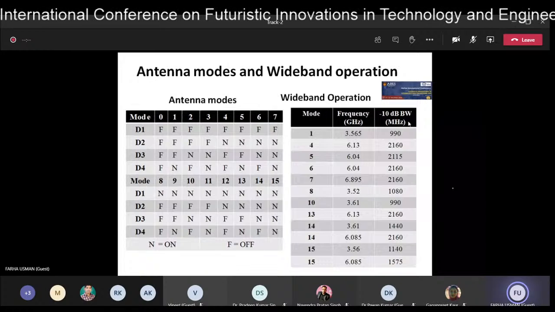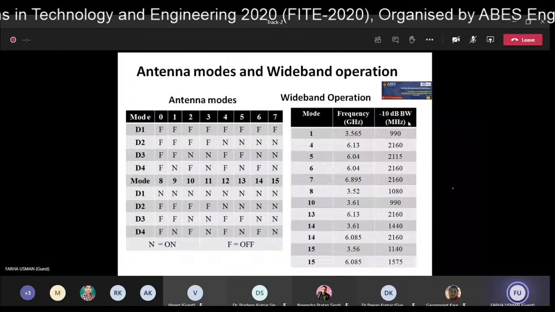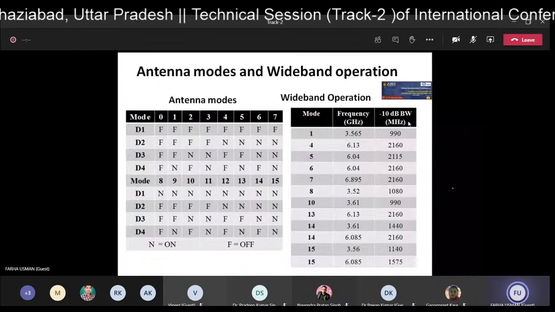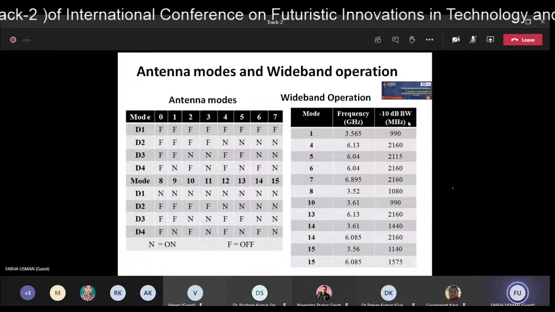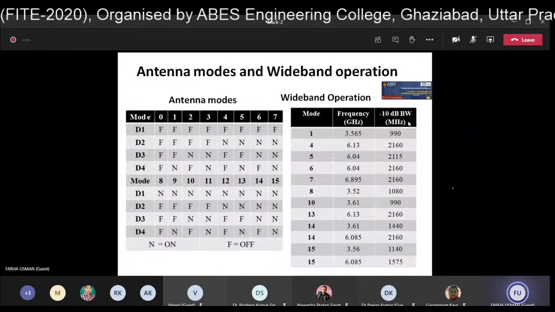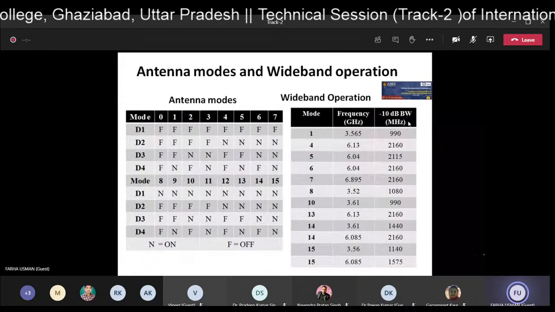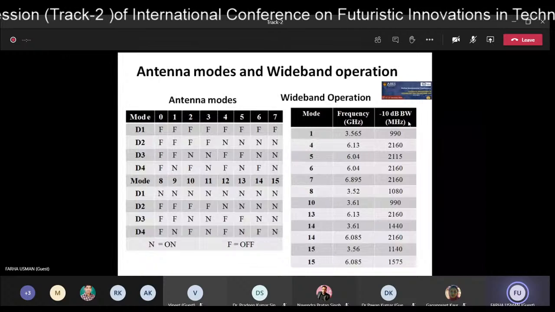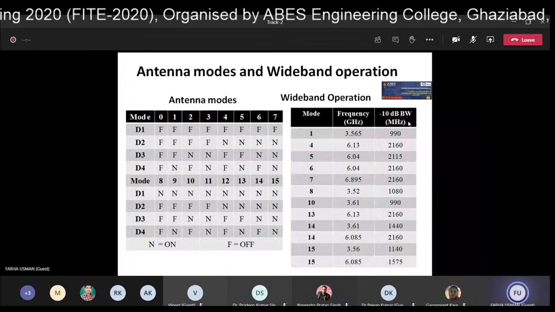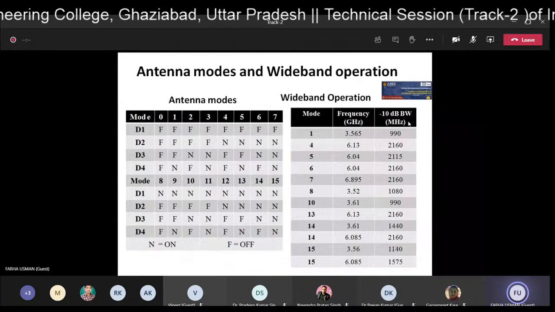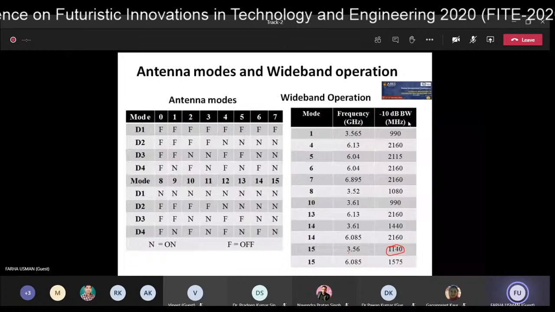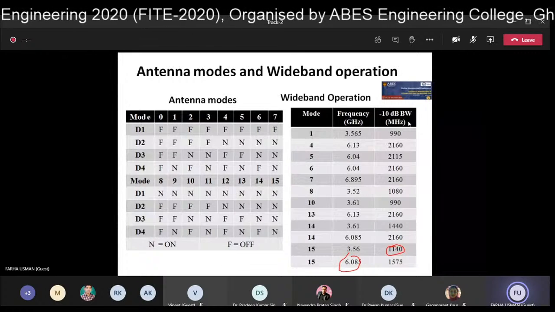In mode 4 at frequency 6.13 gigahertz, the bandwidth offered is 2160 megahertz. Similarly, in case of mode 8 at a frequency 3.52 gigahertz, the antenna offers a bandwidth of 1080 megahertz. In mode 15, the antenna exhibits wideband operation at two different resonant frequencies. At 3.56, it offers 1140 megahertz of bandwidth, and for frequency 6.085 gigahertz, it is 1575 megahertz of bandwidth.